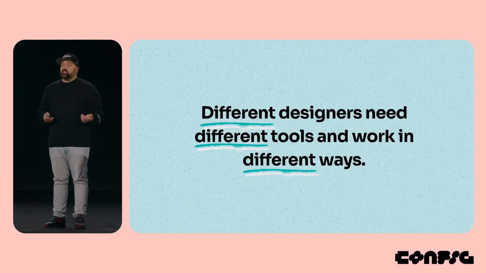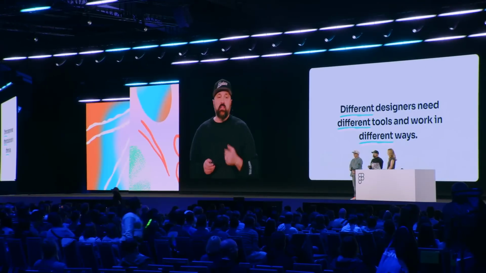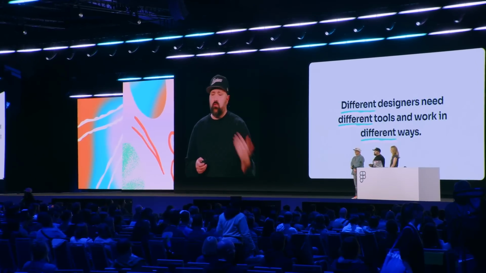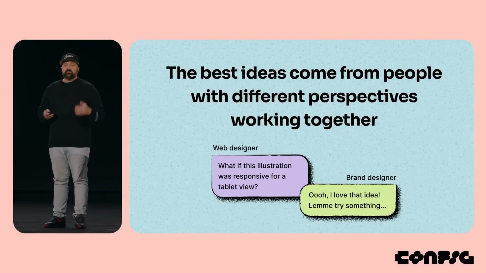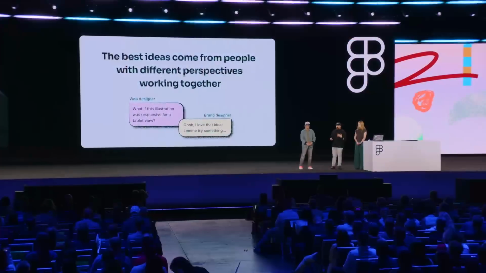We know we all want to work together and we all need different tools. We have different ways of working. So if you're a web designer, you might care about auto layout, grids, effects. If you're a brand designer, you might care about brushes, adding roughness or texture. But if you're a systems designer, you might care about components, auto layout, variables, properties. And we believe the best ideas come from the people that have different perspectives working together. I kind of feel like that's like a good rule for life as well.